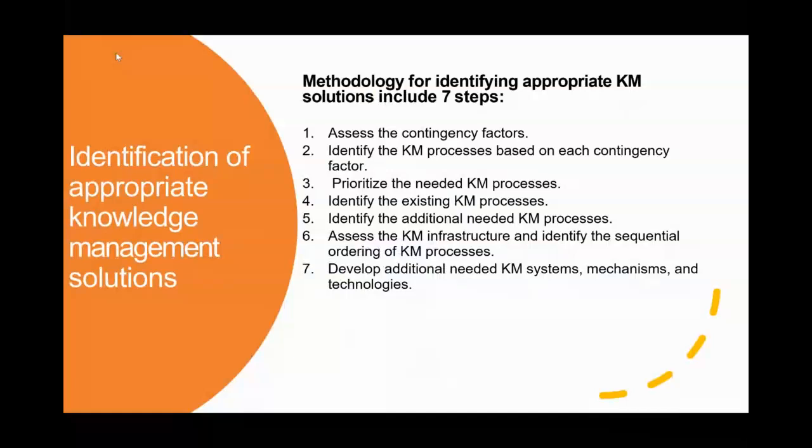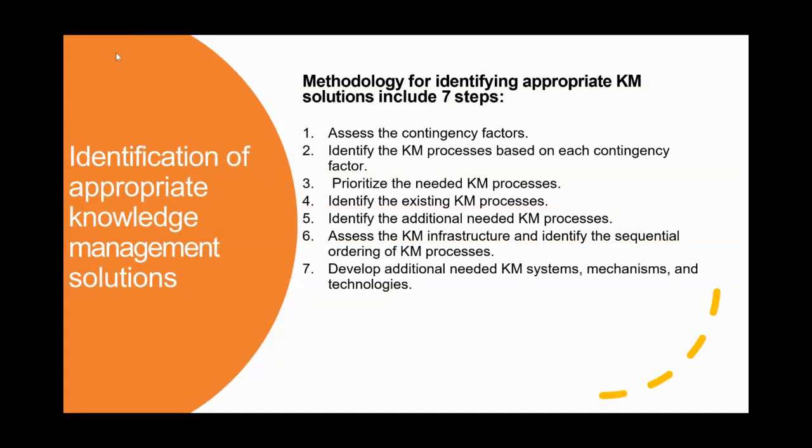So, methodology for identifying appropriate knowledge management solutions. They include 7 steps. So firstly, assess the contingency factors. Assess what is the environment that this business operates in, right? What are the type of tasks that we are talking about? And then you go on to say, identify the knowledge management processes based on each contingency factor. Prioritize the needed knowledge management processes.